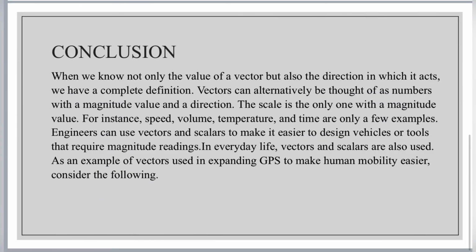To summarize our project, I'm going to talk about the conclusions. When we know not only the value of a vector but also the direction in which it acts, we have a complete definition. Vectors can alternatively be thought of as numbers with a magnitude value and a direction. A scalar is the only one with a magnitude value. For instance, speed, volume, temperature, and time are only a few examples.